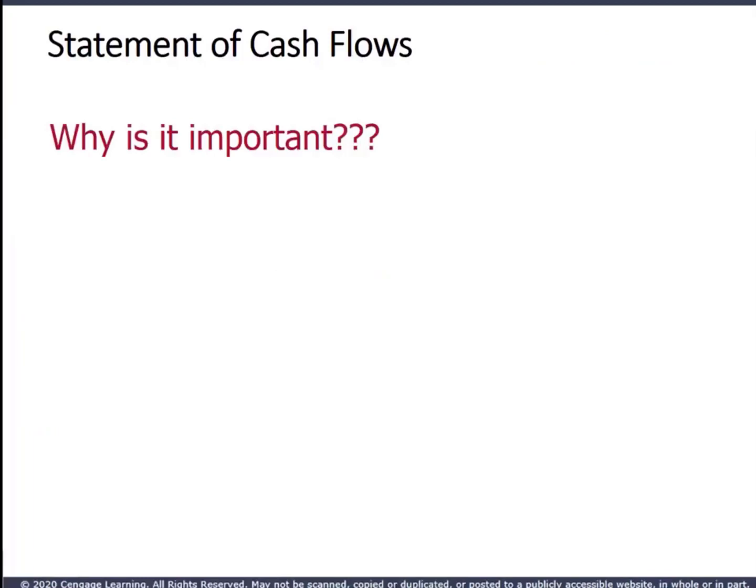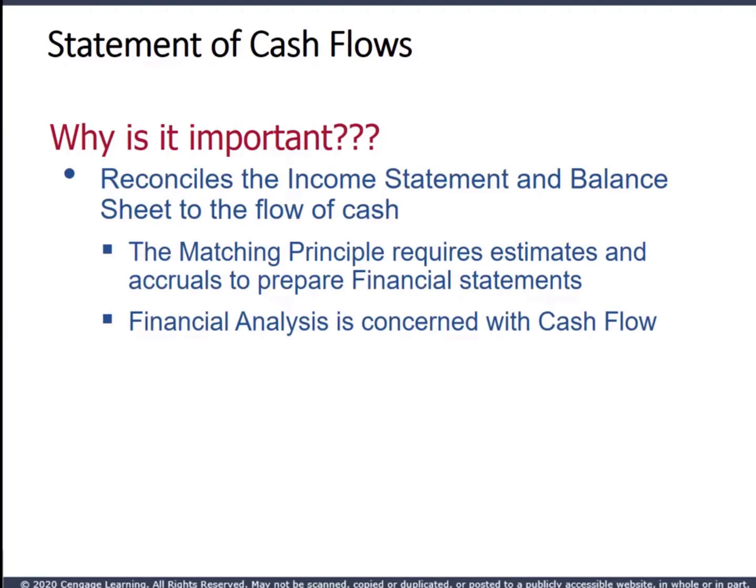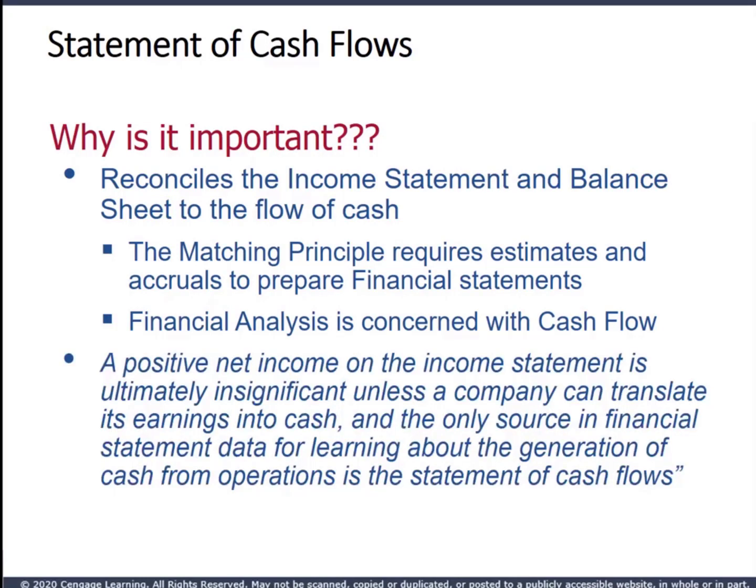Let's look at the last of the 4 financial statements, statement of cash flows. This is an important statement. This is the only place where accounting numbers are reconciled to cash. Accounting's matching principle requires estimates and accruals. Financial analysis is concerned with cash flow. Balance sheets and income statements can and are manipulated. Cash cannot be manipulated. Either you have it or you don't.